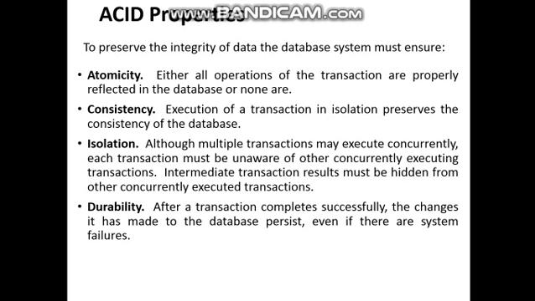However, there are multiple transactions getting executed concurrently in the database, but each transaction must be unaware of other concurrently executing transactions. Intermediate transaction results must be hidden from other concurrently executed transactions. So ultimately the main aim of this isolation property is to ensure that each transaction is executing independently. There is no information exposed by any transaction to other transactions.